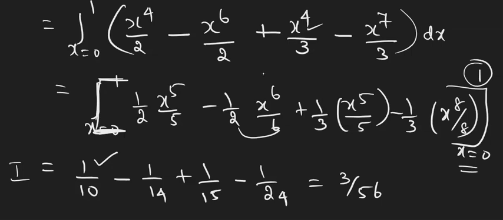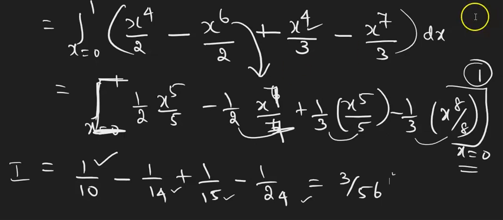Sorry, x power 6 if you integrate, you will get x power 7. I have written wrong. X power 6 is there. If I integrate, x power 7 by 7. So 7 2s are 14. And then 3 5s are 15. Then 3 8s are 24. So if I simplify, I'll get 3 by 56. So this is how we evaluate the double integral.